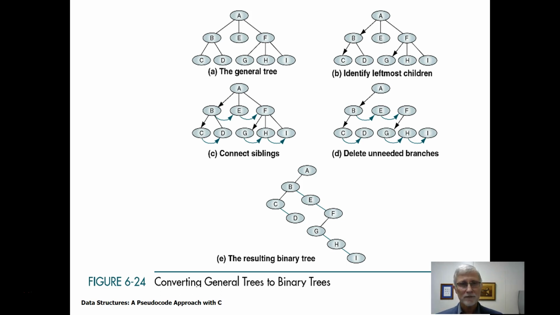So identify the leftmost child, connect the siblings, so you're basically going across the level and connecting all of those siblings, and then go back and remove any unneeded links.